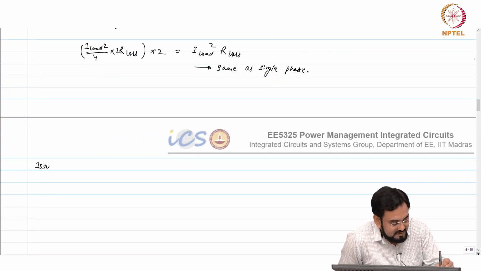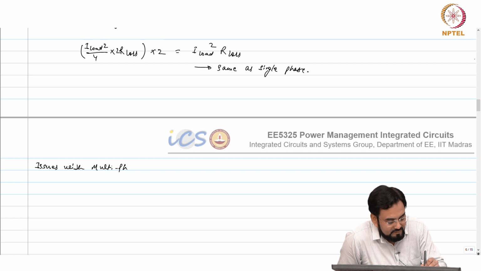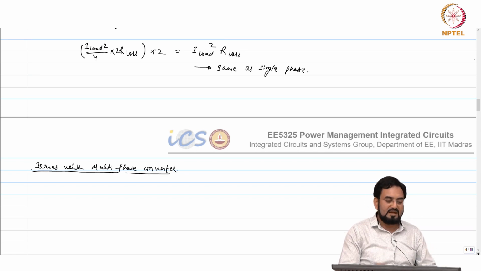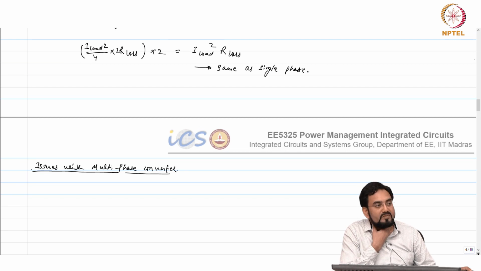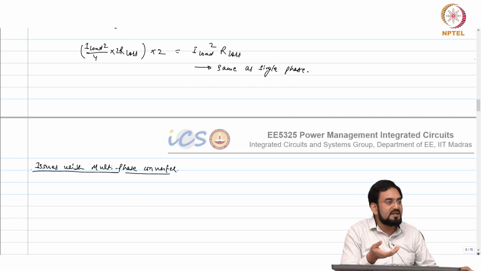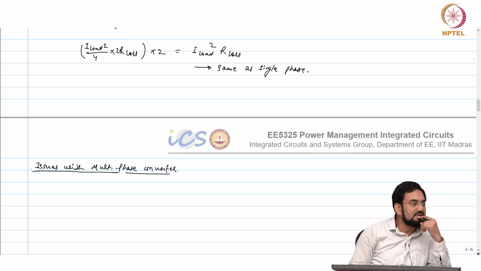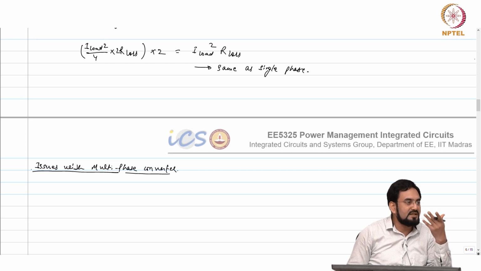Issues with multi-phase converter. There is one very common issue. Can anybody think of that? So all the assumptions are that both phases are carrying the same current. But who will decide they are carrying the same current or not? How will you ensure that they are carrying the same current?